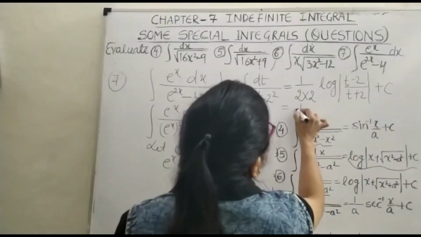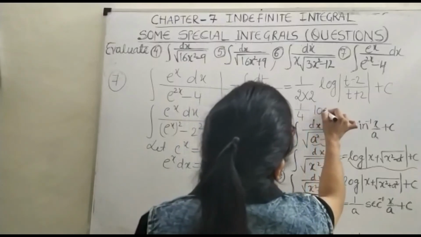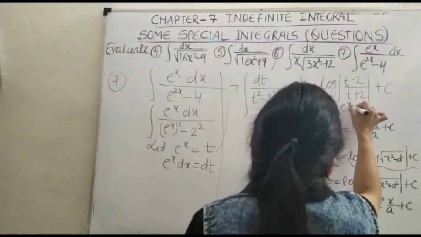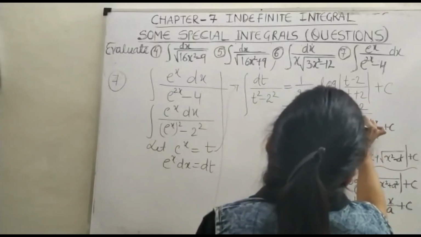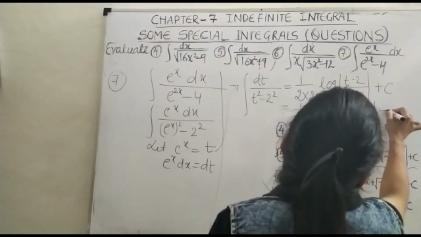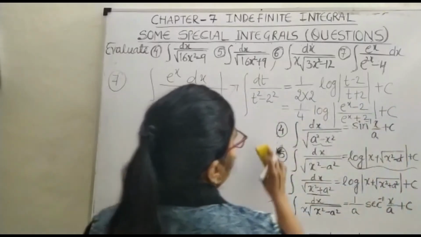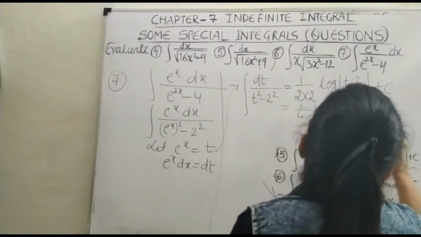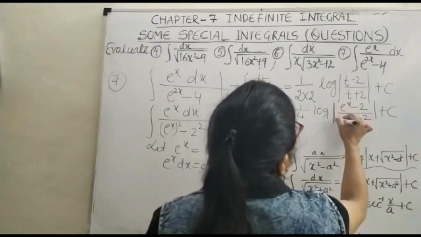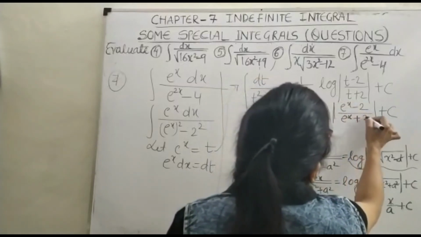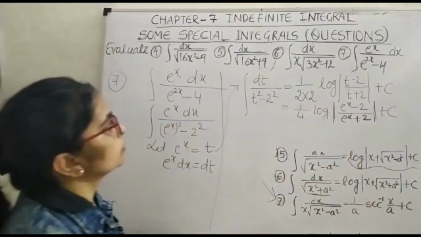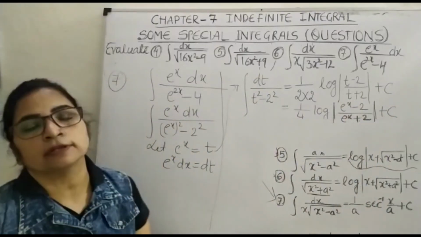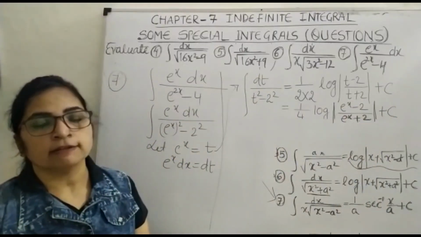Now this takes the form 1/4 log, t की वैल्यू आपकी क्या है, e to the power x. So this is your e to the power x minus 2 upon e to the power x plus 2 plus c. So this is how we have got the answer by reducing it into the standard form. So this is all about the questions which we have seen based upon all the theorems of the special integrals. Thank you.